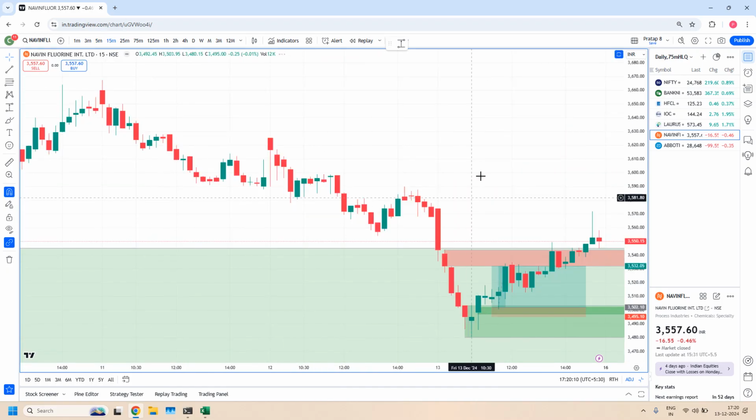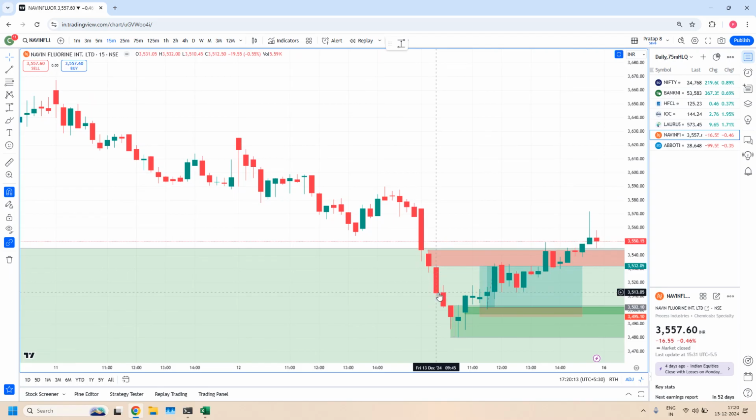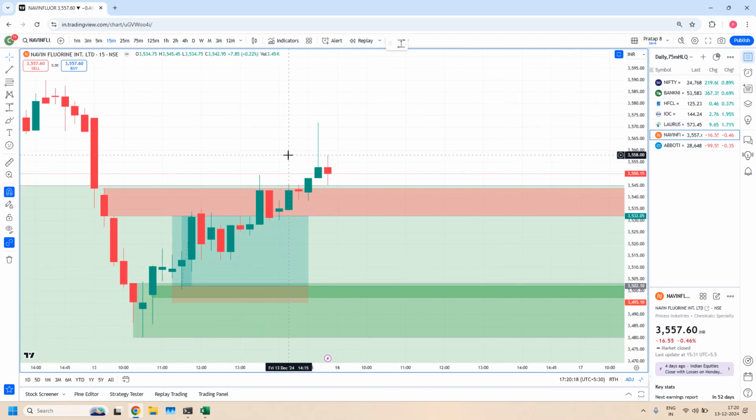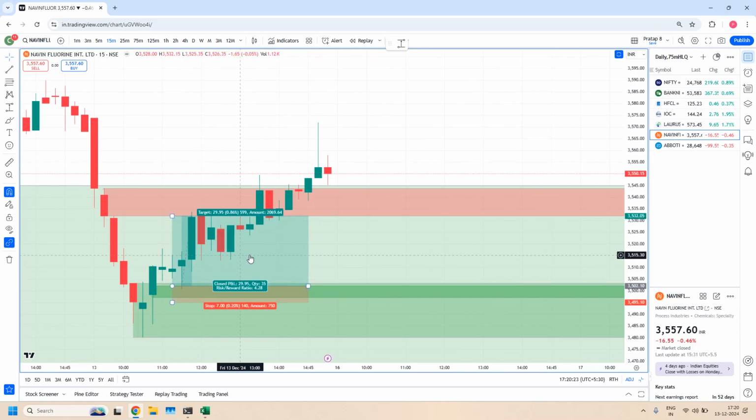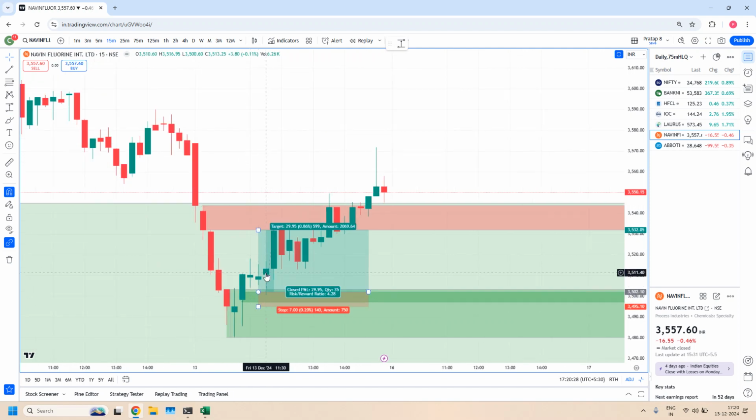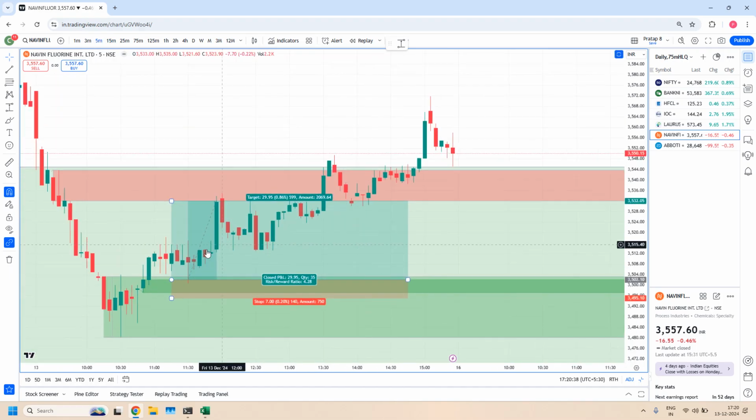Go to the 15 minutes time frame. Here you have drop base drop. After that, no zones are available, and it reached in the dynamic way. 4.28 RR it has given. And when you got the trade, 10:30, 15 minutes candle. When it reached the target, 11:45, 15 minutes candle. Go to the 5 minutes, you get better clarity. You got the trade at 11:30 candle, 5 minutes candle, and exited at 11:55, 5 minutes candle.